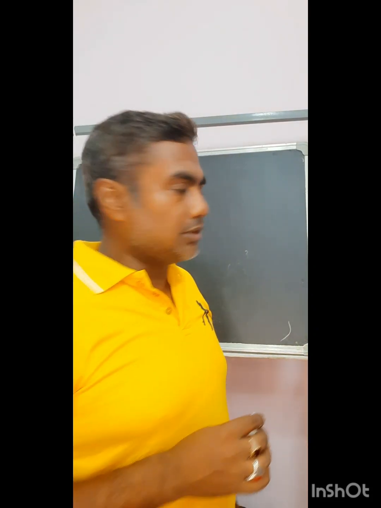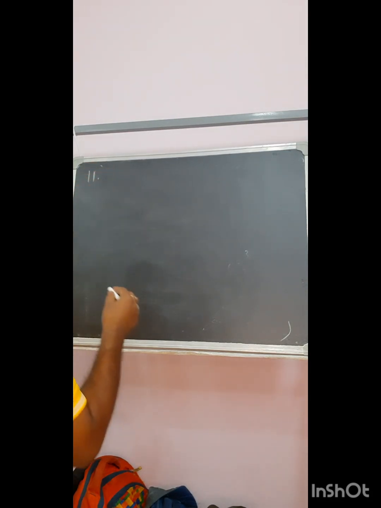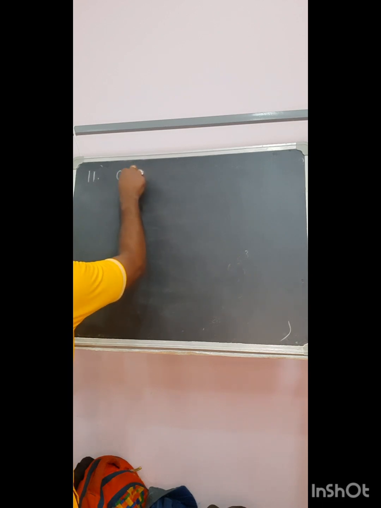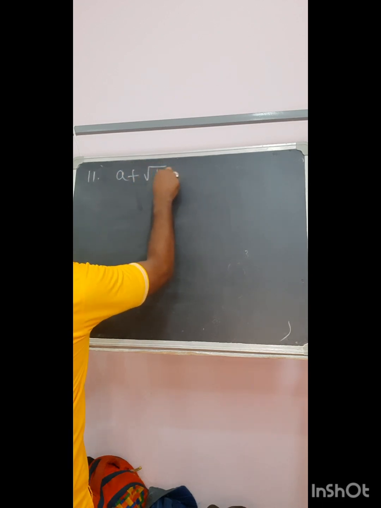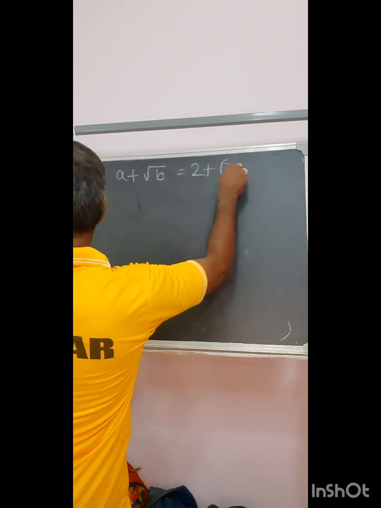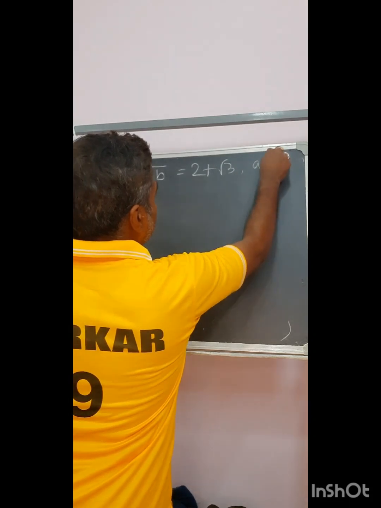In the last video I explained till the 10th problem. Now onwards I will move to the 11th problem. This says if a plus root b equals 2 plus root 3, then find a and b.